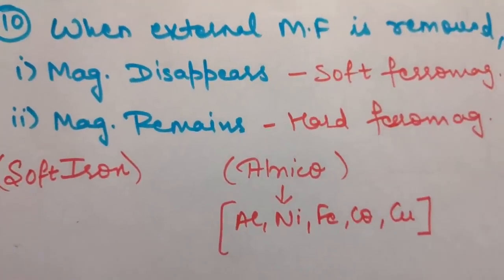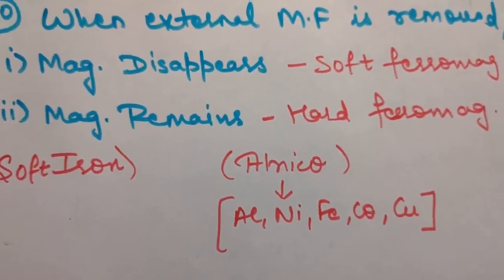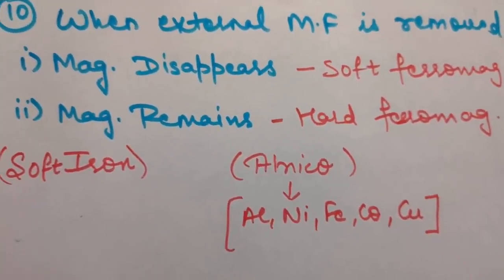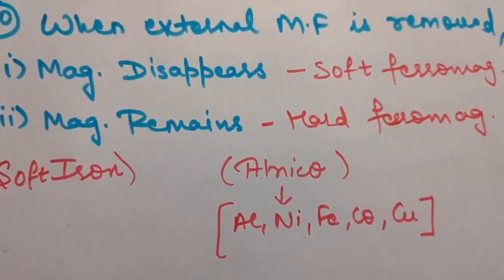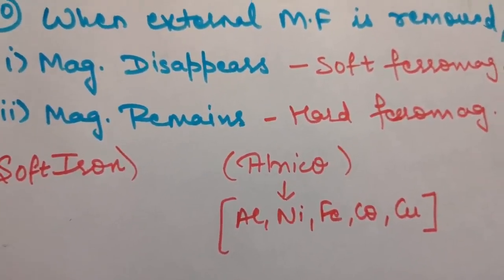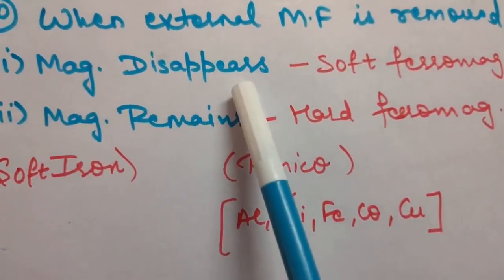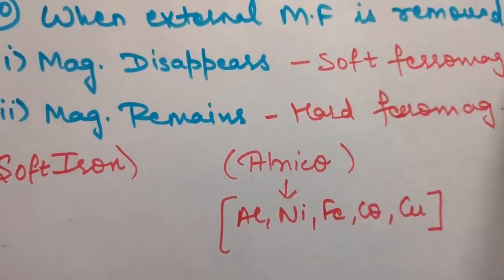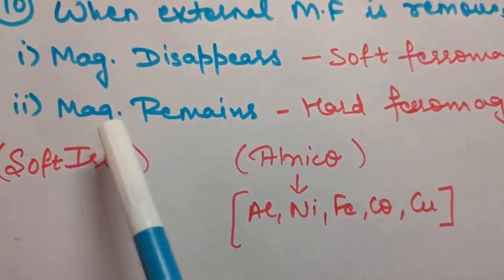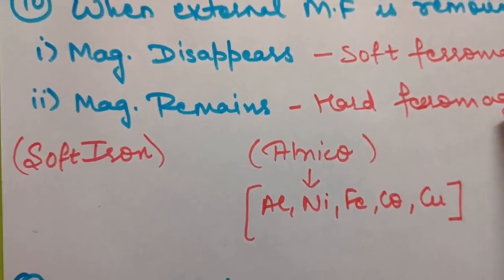The next question says what are soft ferromagnets and what are hard ferromagnets, and give one example of each. See, when we remove magnetic field from a ferromagnetic material, there are two possible conditions. Either the magnetization disappears on the removal of magnetic field, or the magnetization remains after the removal of magnetic field. If the magnetization disappears after the removal of magnetic field, then those ferromagnets are called soft ferromagnets. And if in a material magnetization remains even after removal of magnetic field, that ferromagnet is called hard ferromagnet.